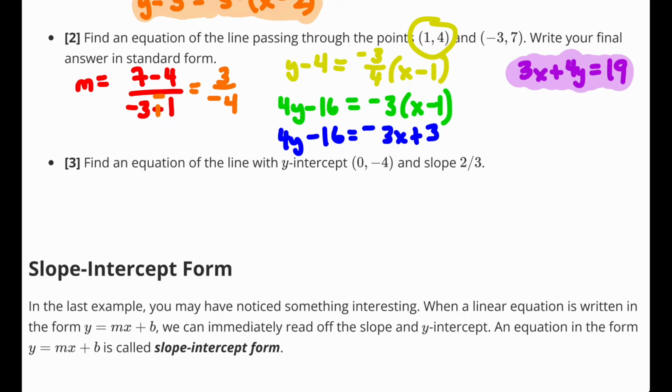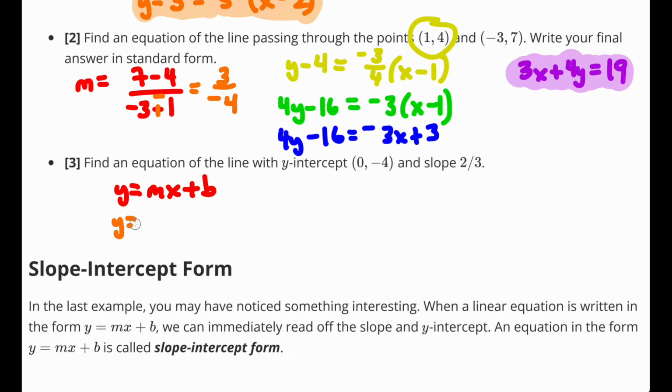The next thing here, find an equation of the line with y-intercept 0, -4 with the slope 2/3. All right, so it gives the y-intercept, so I'm just going to do this in slope-intercept form. So it's going to be y equals mx plus b. This is basically what slope-intercept form is. We're actually going to talk about it in the next section, but because it's given the y-intercept right away, it kind of makes sense to do this one in slope-intercept form.